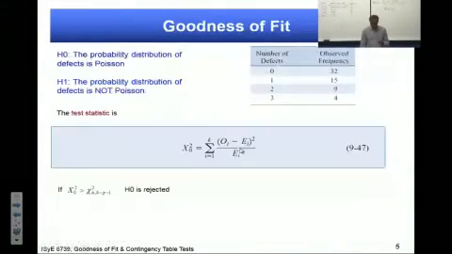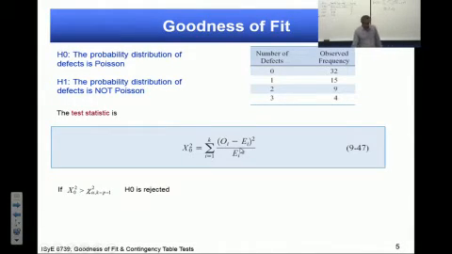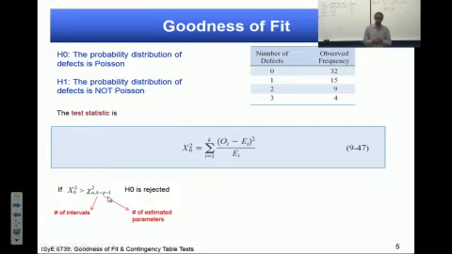Okay. Now, what should we do? We calculate this quantity and we compare it with chi-square alpha with k minus p minus 1 degrees of freedom. Okay? So k is the number of intervals that we have. p is the number of estimated parameters. That makes sense. You remember, for example, n minus p was the degrees of freedom in regression because we are estimating p parameters.